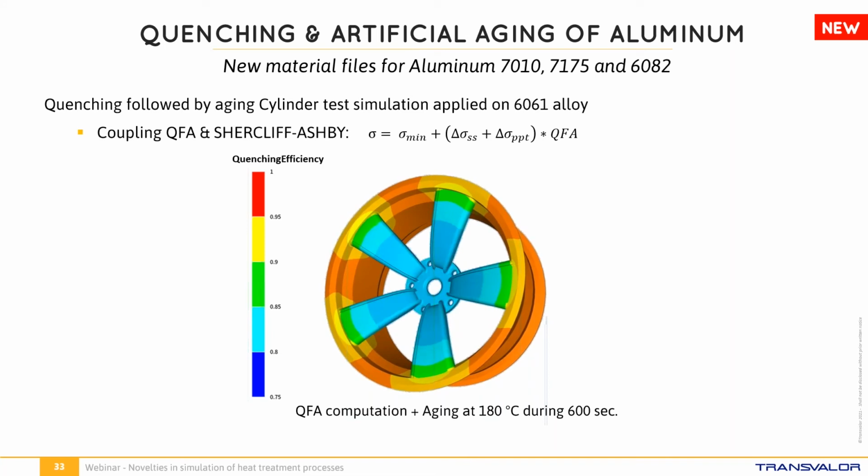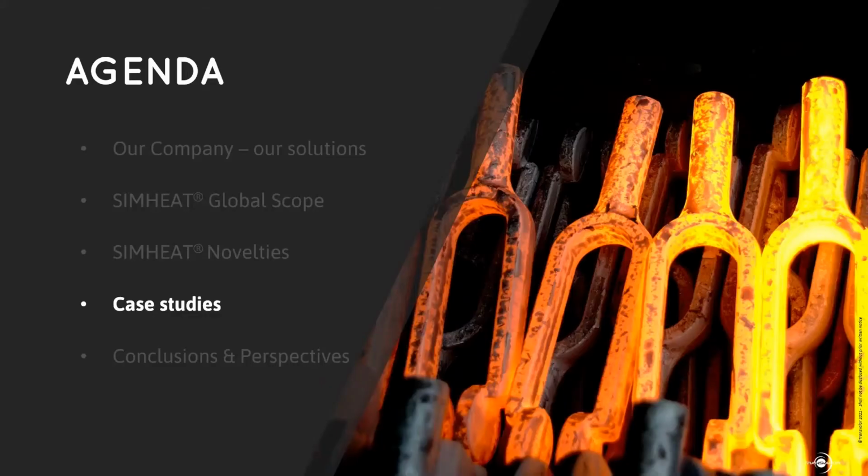Two new material data files will be available in the next release. One is for aluminium 7010 and the other is for aluminium 7175. A collaboration with Mondragon University is realized to determine the parameters of the aluminium 6082. Now it is time to present you the two case studies.